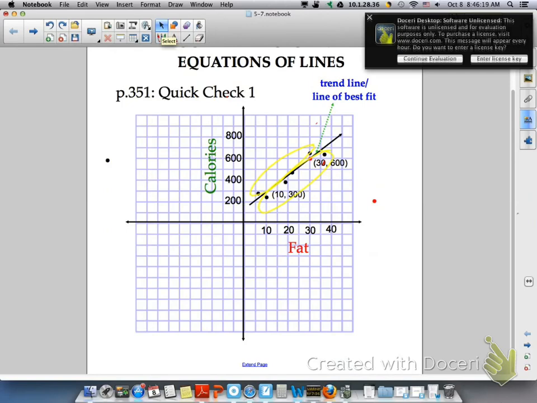Right? Do you see that point? 3,600. Yeah, it's on the grid. And there's another point over there, 100, 300. So you can find the slope based off 2 points on the line, on the line of best fit. Okay?